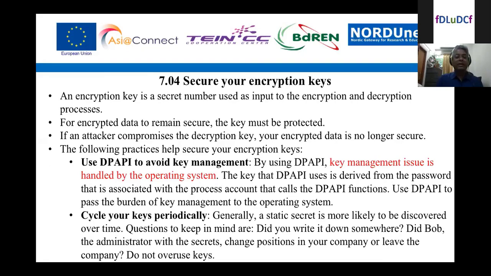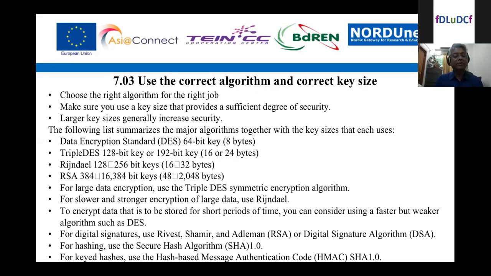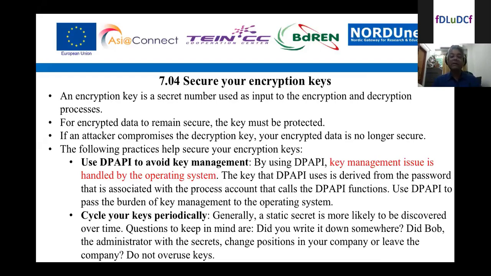And then secure your encryption keys. You know that in every algorithm you have to use, for example, DES 64-bit keys, and for triple DES 128-bit or 192-bit keys, and RSA 384-bit to 16,384-bit keys. So what you need to do is fix how many bits you are using for keys. So in every encryption technique, you have your own encryption key. So make it secure.